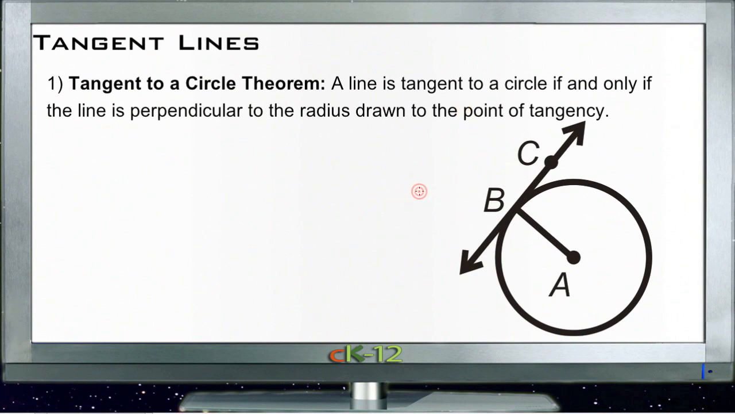In this lesson, we're going to use a couple of different theorems that are related to circles and tangent lines. So I want to go over those real quick before we apply them in our example questions. The first theorem is called the tangent to a circle theorem.